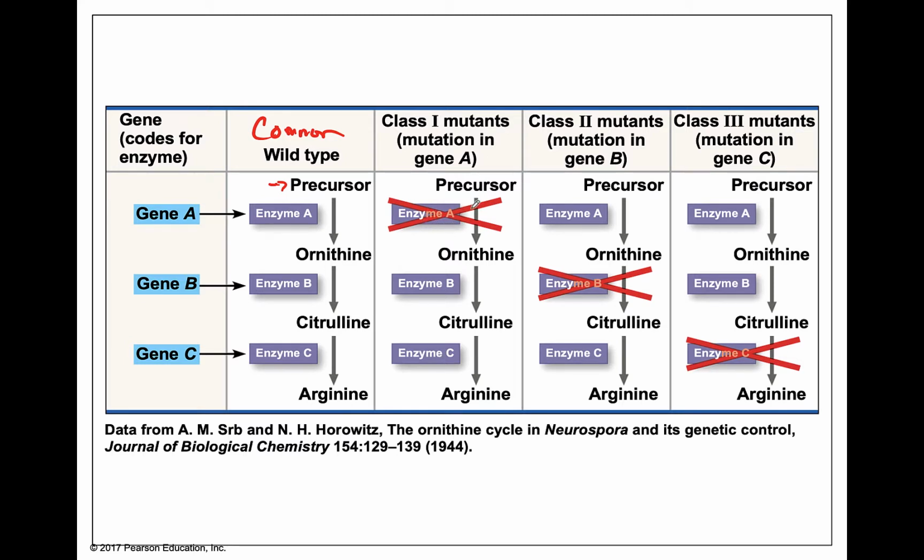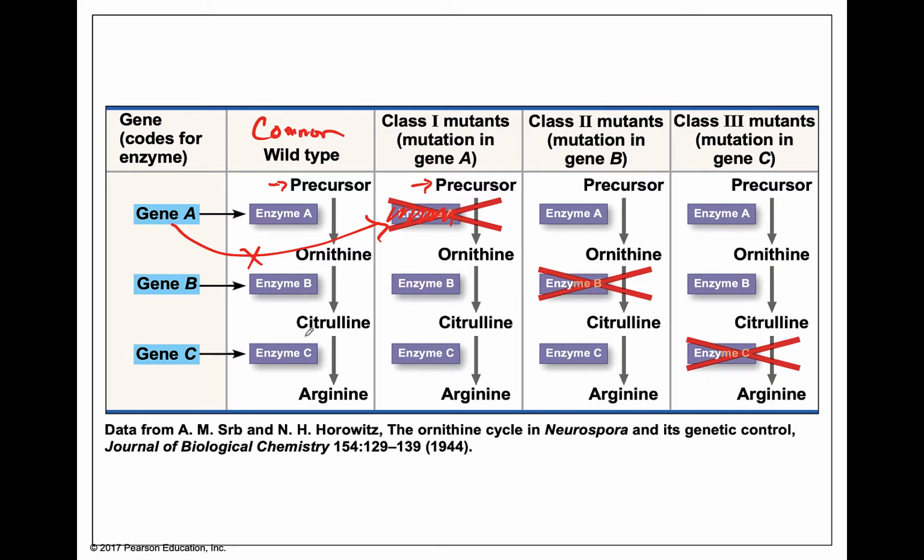So class 1 mutants had a mutation in the gene for enzyme A, which means that they were not able to produce enzyme A. So the protein synthesis going from gene A to enzyme A got disrupted. So given the precursor, those organisms did not survive, but if you gave them the second molecule, ornithine, they still had B and C, and they were able to survive and make arginine.